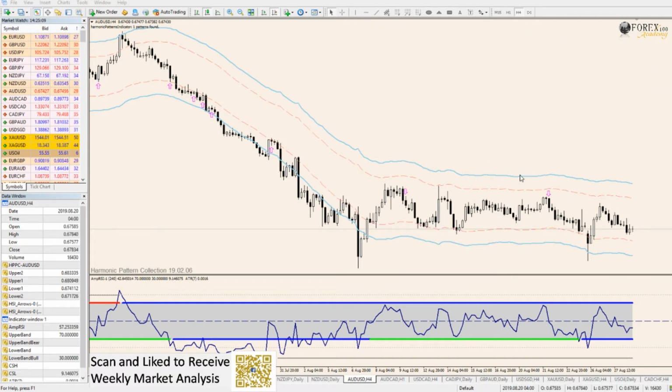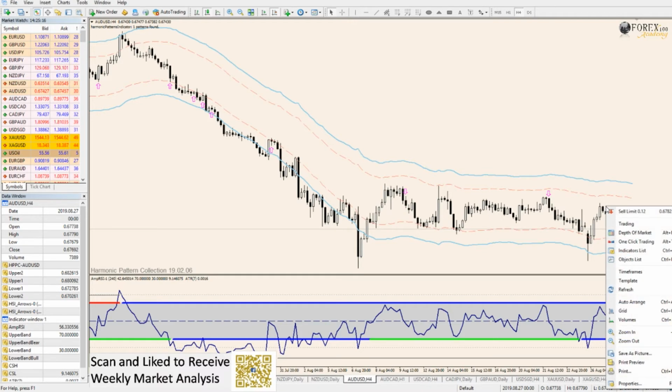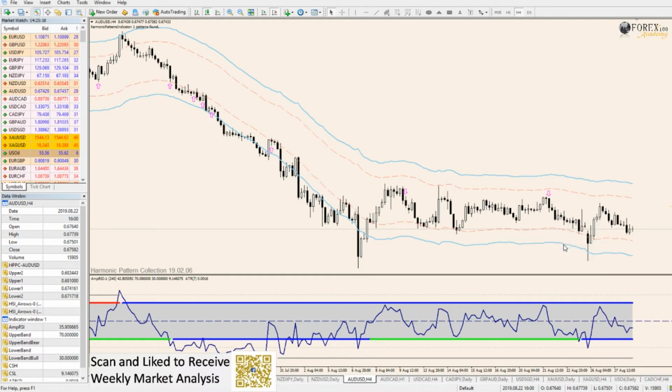4-hour chart, bearish candle, went sideways. So you'll be surprised that I may even look for a selling opportunity somewhere here. Set an alert at this area. Okay. Yep, alert set.